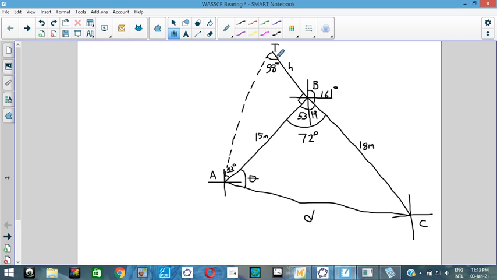For the height, we just use our basic trigonometric ratio. This is a right angle triangle, this is the hypotenuse here, and this is the adjacent side. The angle is facing 15, so 15 meter is the opposite. Opposite over adjacent is going to give us tan 58.